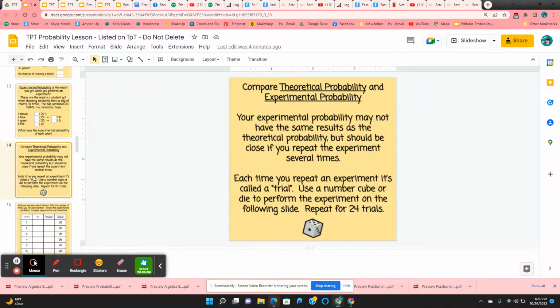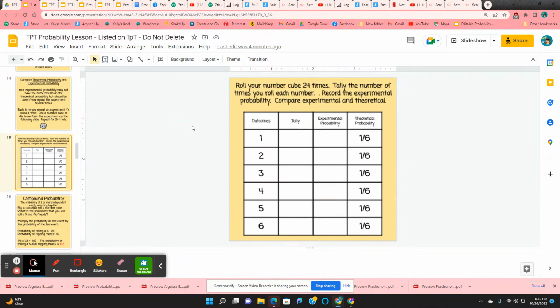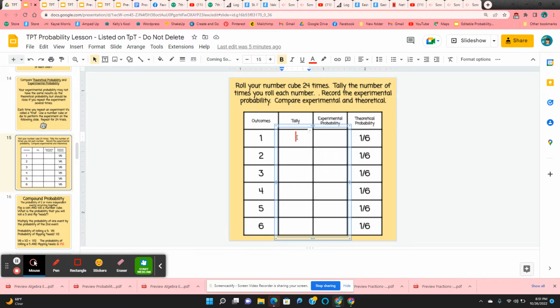Now they come to experimental probability, so they're going to be using a die, and they're going to roll their number cube 24 times. So they've already got the theoretical probability of rolling each of these numbers, and they're just going to tally how many times they get each number.